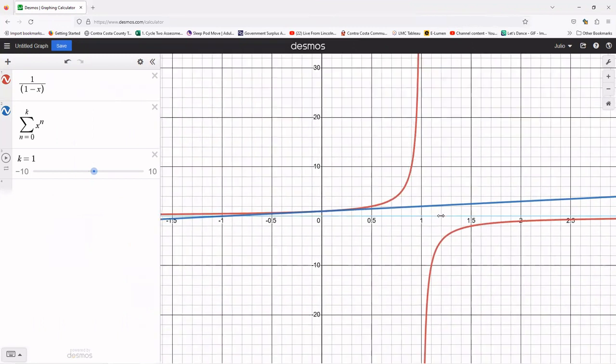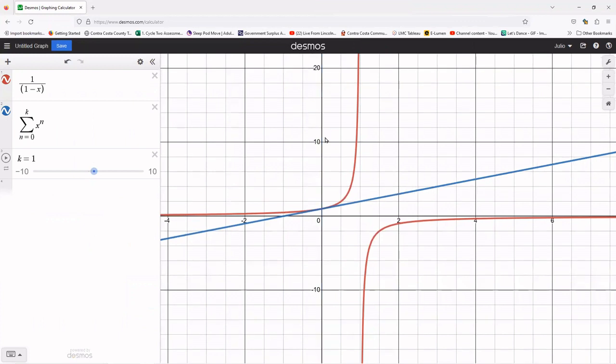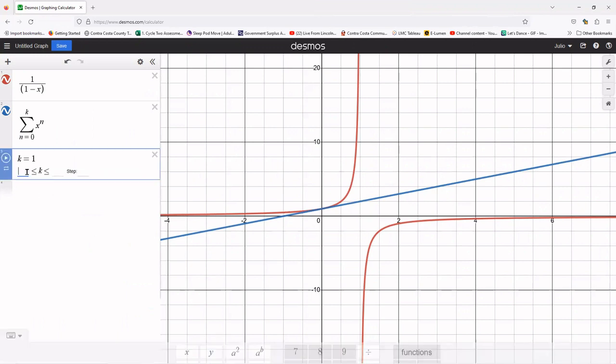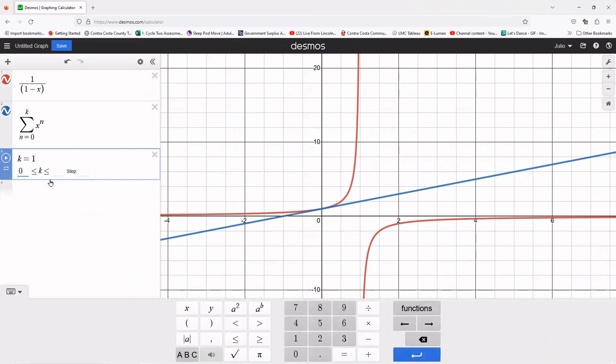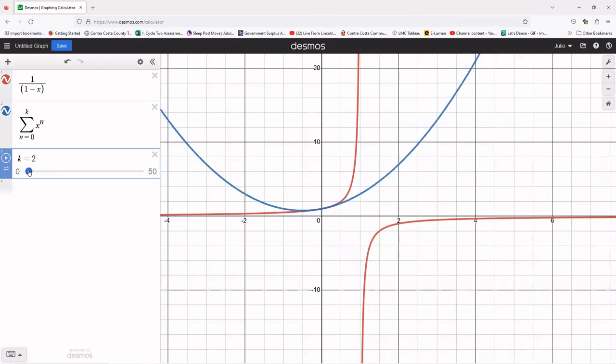So we have both of the functions, the red one being my function 1 divided by 1 minus x, and the blue one is going to be my power series. Now I'm going to change this to 0 and this to 50. What I want you to see is what happens as my k starts to go off to 50, so I'm going to start dragging this along.